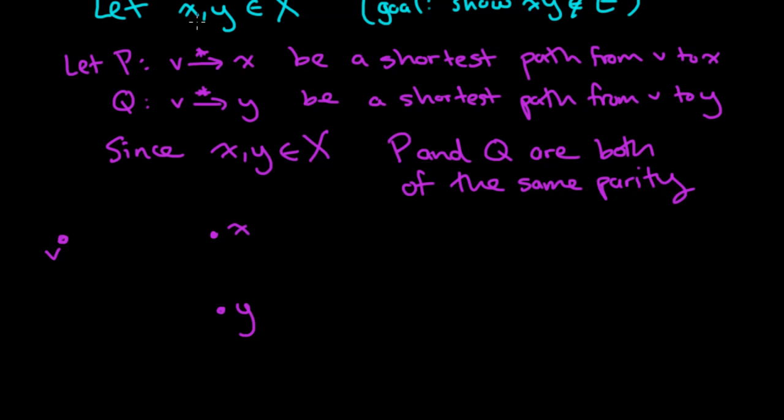If you run the proof again where X and Y both belong to the set Y, then you'll see that they're both odd, but again, this holds that they're of the same parity. Same parity means they're both even or both odd.